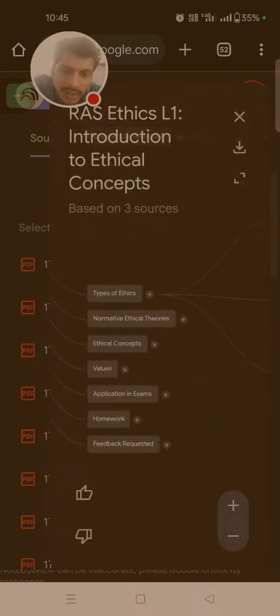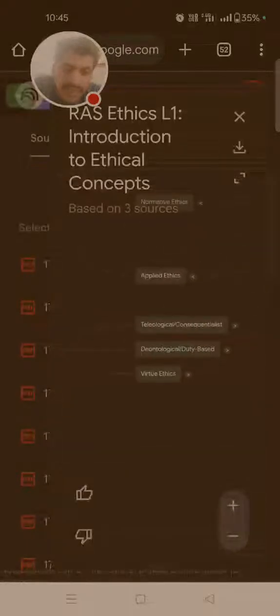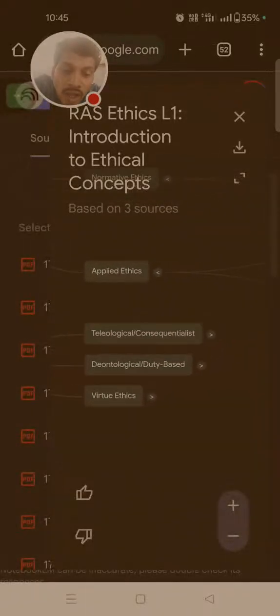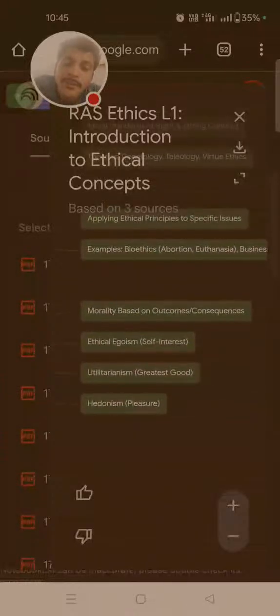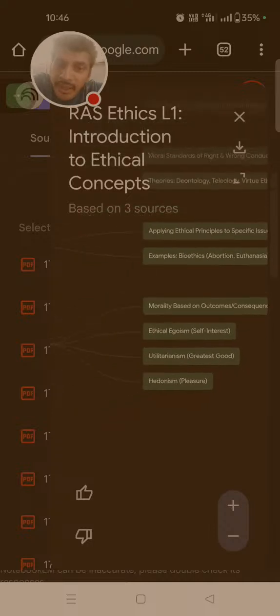Then comes the normative ethics theories. There are three theories: teleological or consequentialism, deontologism, which is duty based, and virtue ethics. The teleological is morality based on outcome and consequence. Ethical egoism means self interest. Utilitarianism means the greatest good of the greatest number. And hedonism, the pursuit of pleasure for oneself, is also studied in teleological.